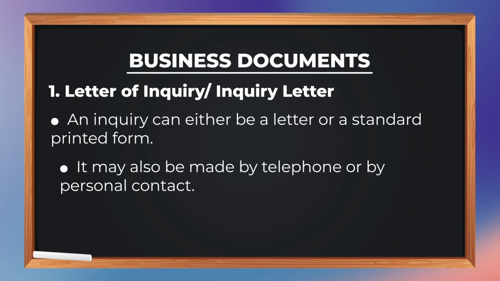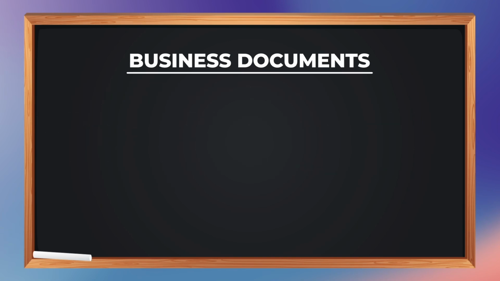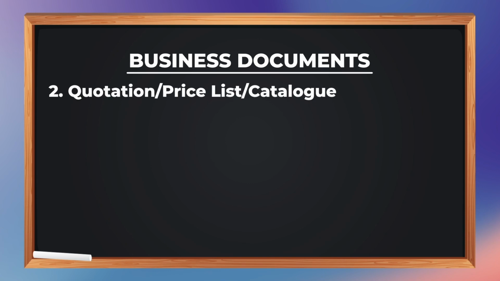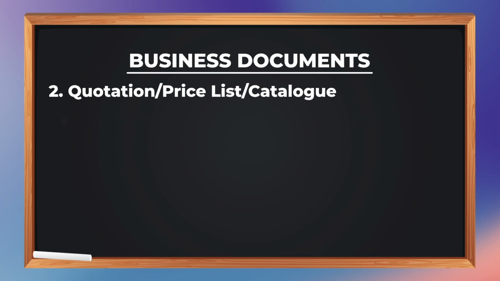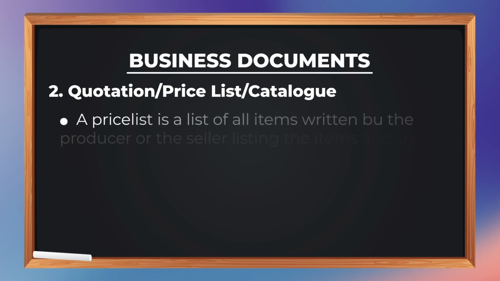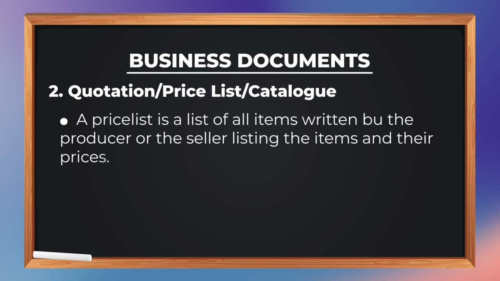The next business document we will be considering is a quotation, or a catalog, or a price list. These three serve the same purpose. A quotation is a list of items that has been requested, stating their qualities and their prices. A price list is a list of all items by the producer or the seller, listing the items and their prices.